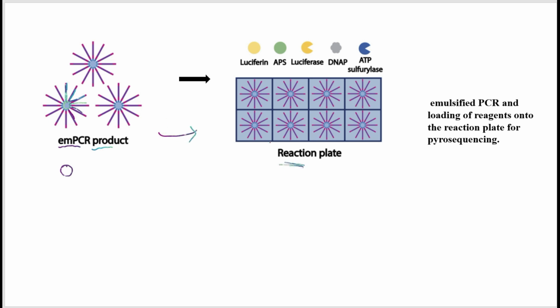In the reaction plate, there are multiple well-like structures, and in each well only one bead can be incorporated. On this one bead there will be multiple single stranded DNA. And for the whole process to be done, these enzymes, that is luciferase, apyrase, DNA polymerase, and ATP sulfurylase, will be added into the reaction plate in each well.